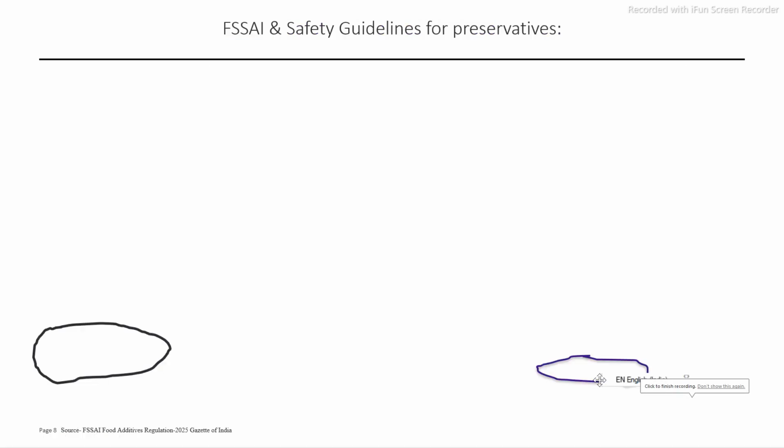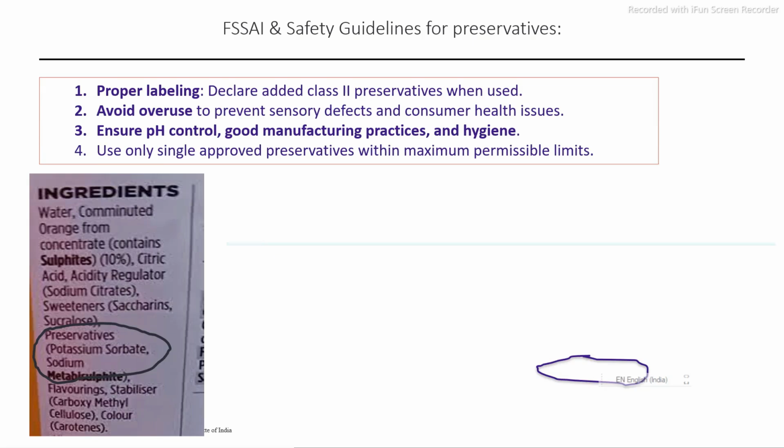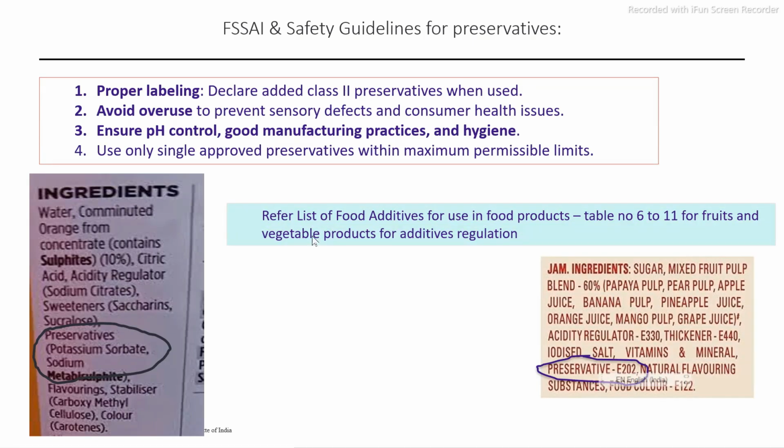If we add any additives into a food product, they must be properly declared on the label. You can see in these examples, the declaration of the preservatives, or whatever type of additives you added, must be properly declared on the label. Additives must be added as per the limits or guidelines given by the Food Safety and Standards Authority of India for that specific food product.